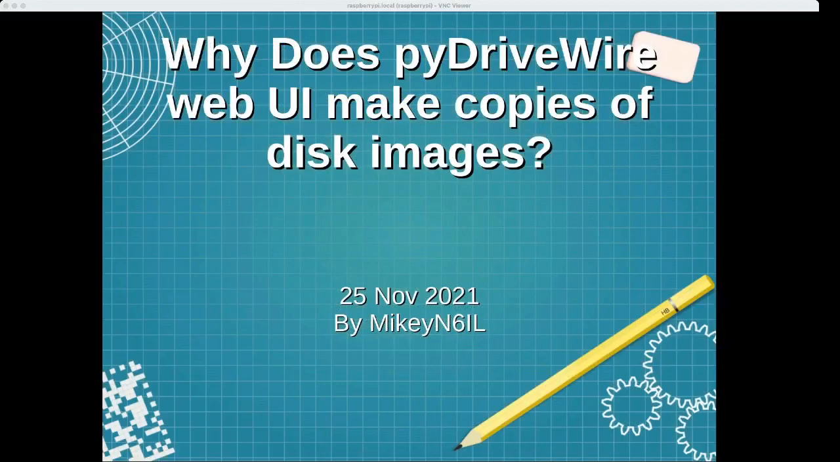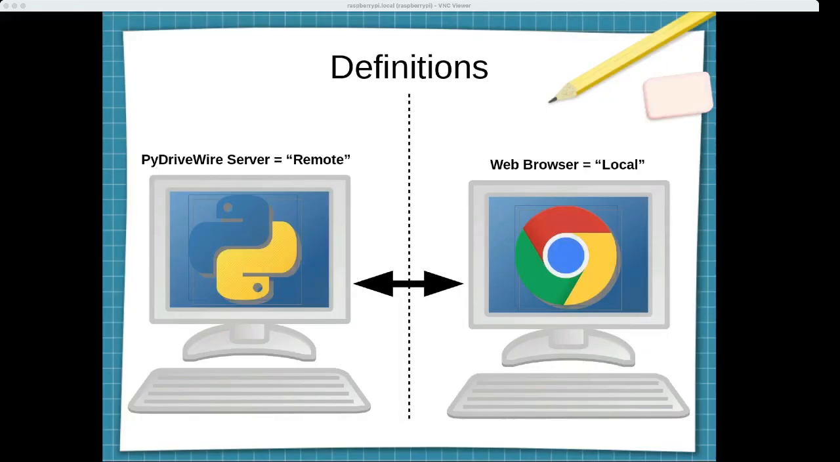Why does pyDriveWire WebUI make copies of disk images? So the first thing that we need to talk about is pyDriveWire is a server. And the client accessing it, there are multiple clients. Normally it's your Coco or your emulator or whatever. That's one type of client. But if you're actually controlling the server, there are multiple different ways that you can do that. You can use the CLI or you can use the web browser.